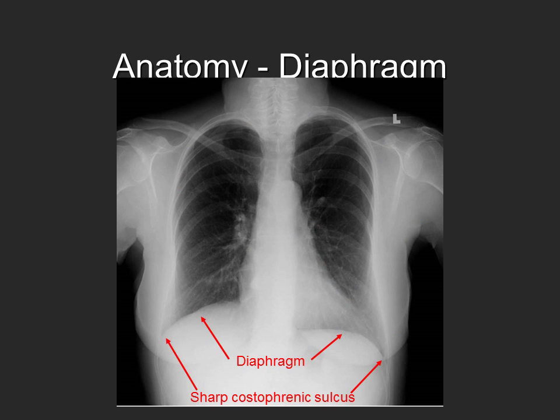The diaphragm is composed of the right and left hemidiaphragms. They are normally dome-like structures. On the PA view, the right hemidiaphragm is usually higher than the left. This is due to the presence of the liver right under it. Notice the sharp costophrenic sulci.